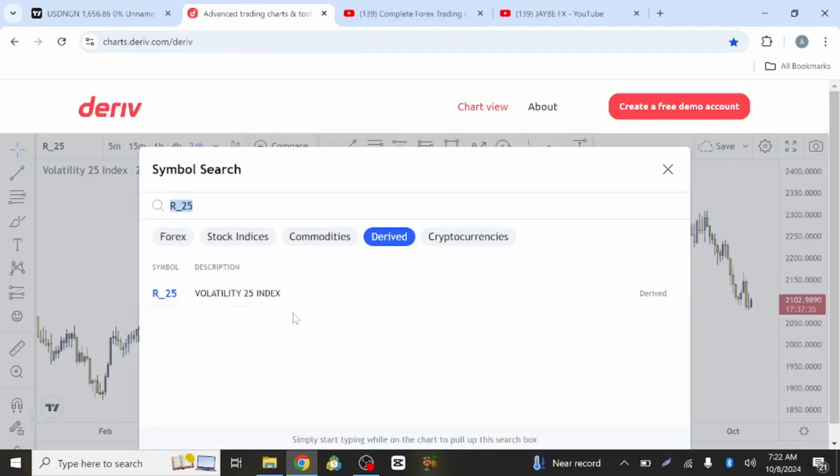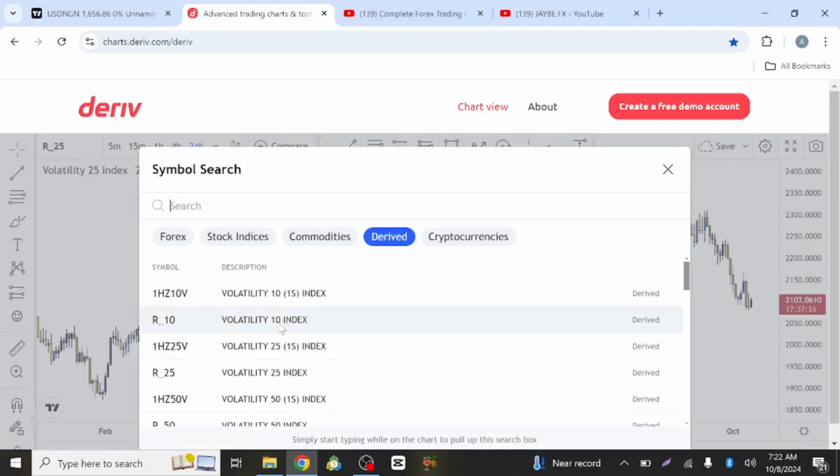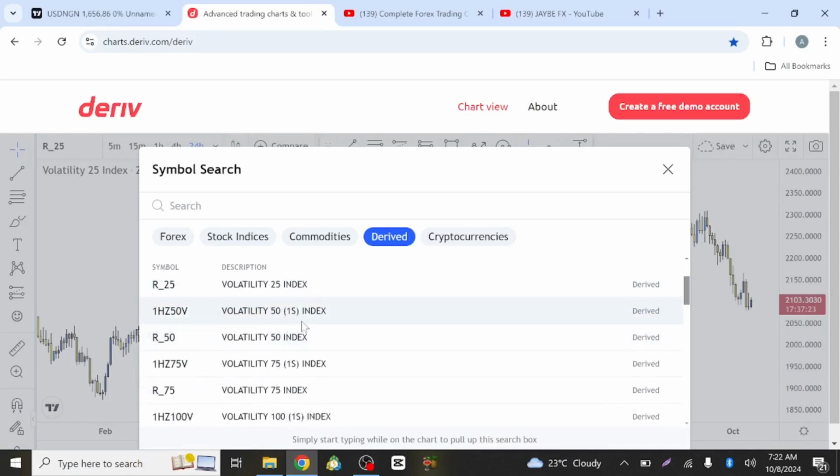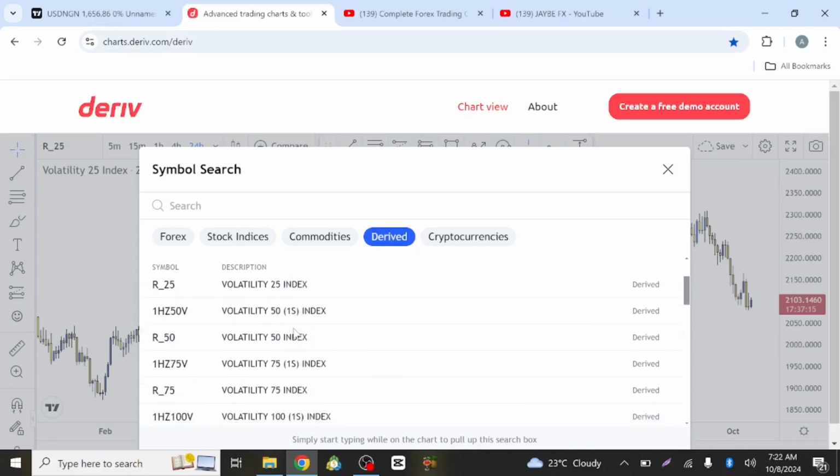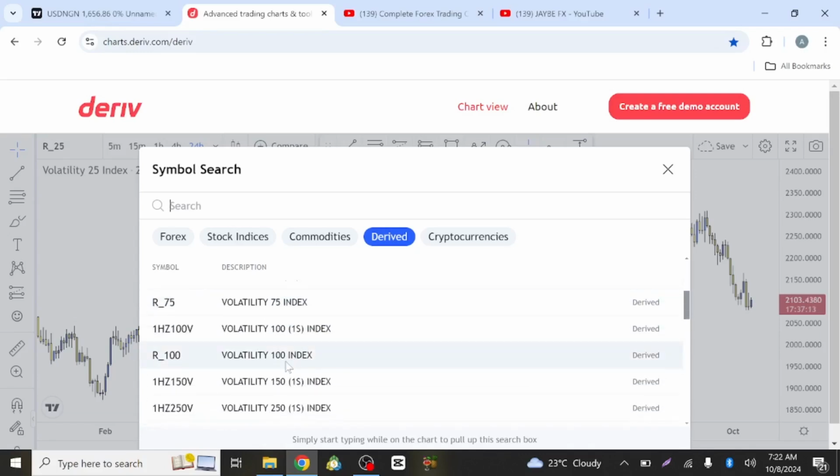I only trade volatility pairs. Volatility 10, volatility 10 (1s). Volatility 25, volatility 25 (1s). Volatility 50, volatility 50 (1s). Volatility 75, volatility 75 (1s). And volatility 100 and volatility 100 (1s). Those are the pairs that I trade the most.